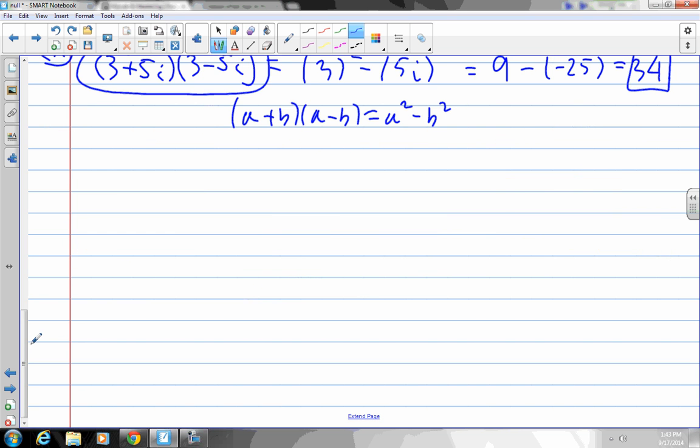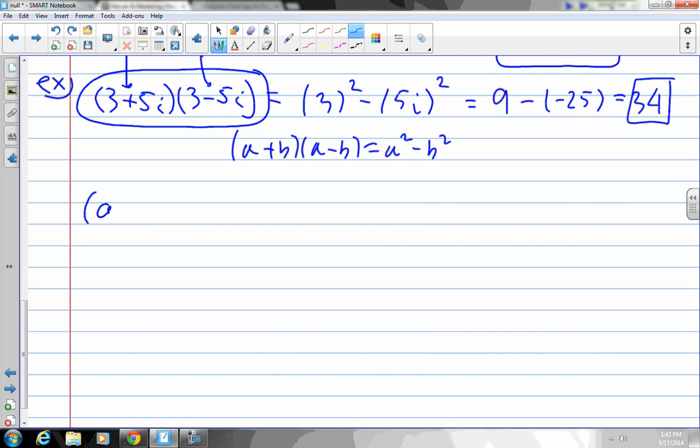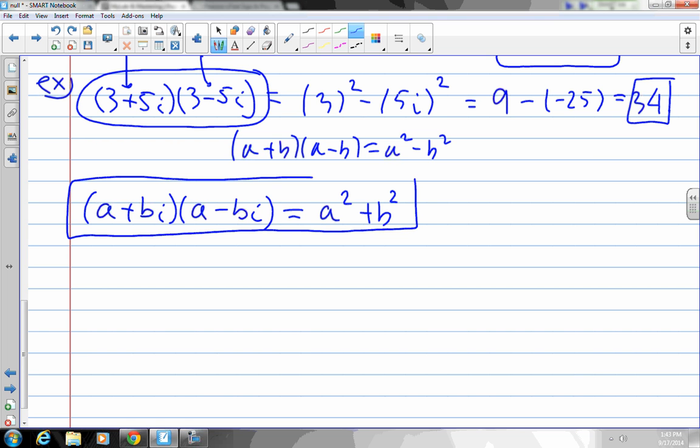So in general, the product of two complex conjugates, these are two complex conjugates. If you do the math, you expand it, you do your i squared, you combine like terms, it will always come out to be a squared plus b squared. That's what happens every time you multiply complex conjugates.